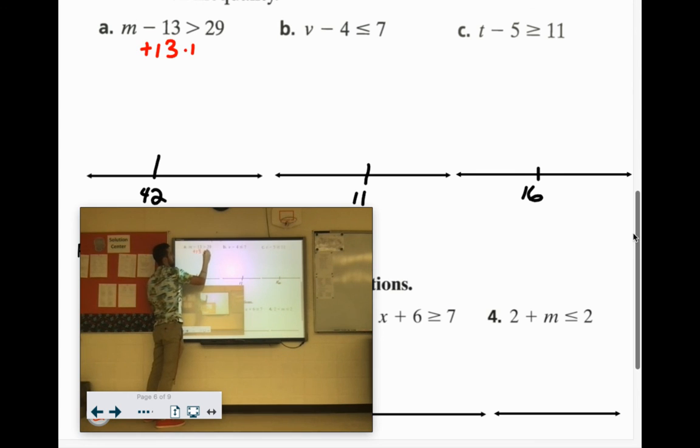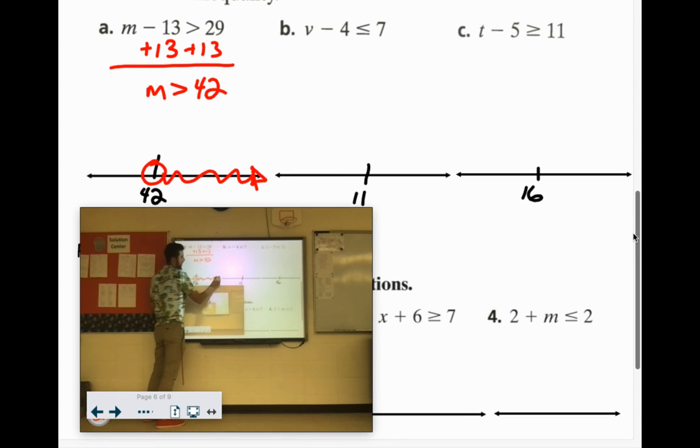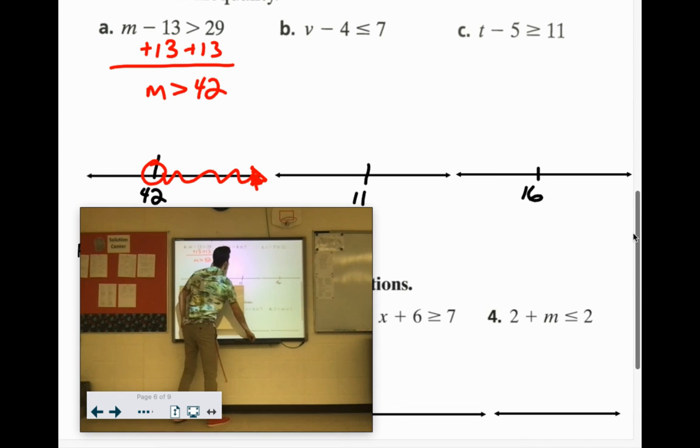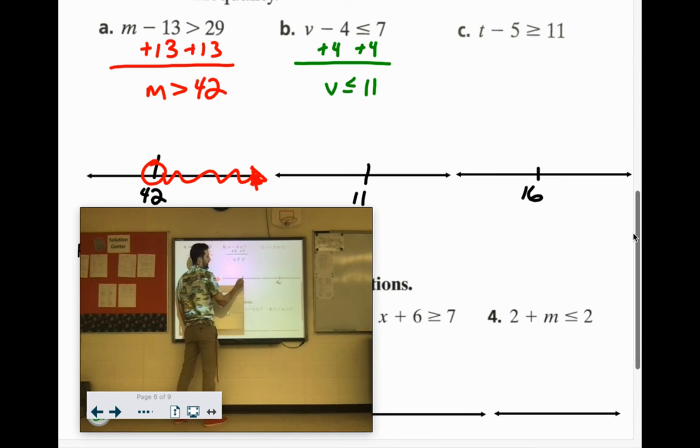Here you added 13 to both sides, m is greater than 42. Open dot, shade to the right. Here we have to add 4 to both sides. 7 plus 4 is 11. It's or equal to, solid dot. And it's less than or equal to, so we shade to the left.